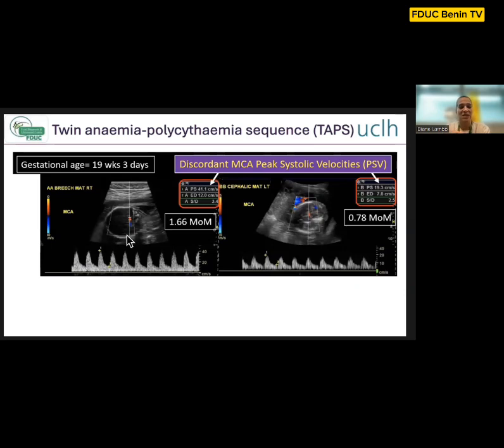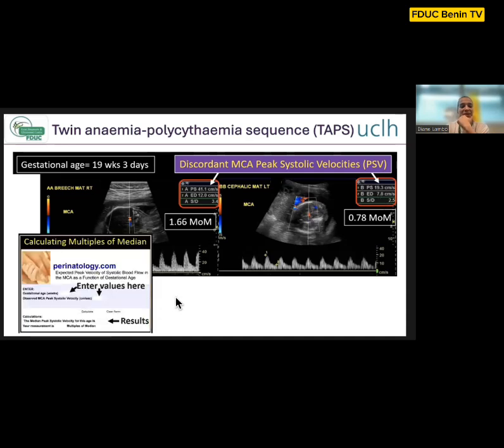So what you can see here is you've got two twins. In one twin, the MCA is 41. In the other twin, the MCA PSV is much lower, 19. Now, we calculate the multiples of the expected median, and this can be done using an online tool through perinatology.com. So in one, you've got a MoM of 1.66, and in the other, you've got a MoM of 0.78.